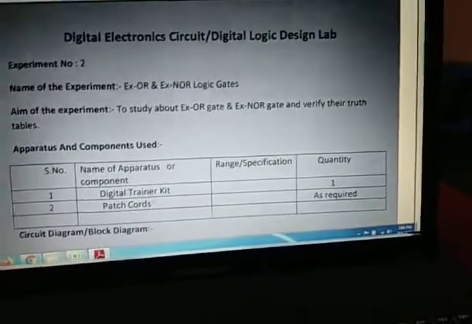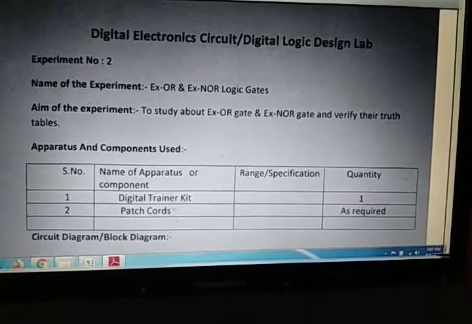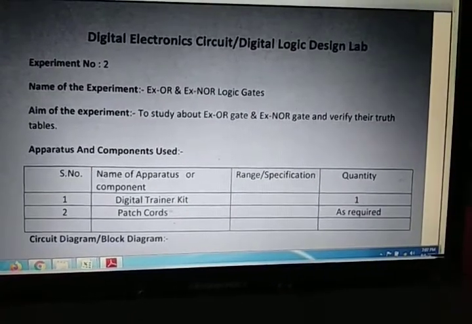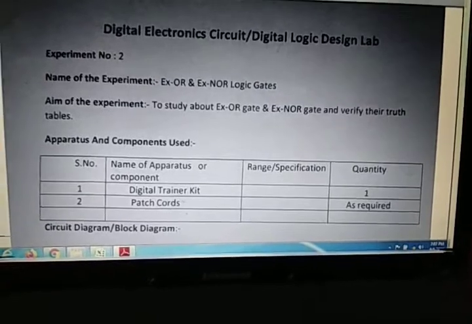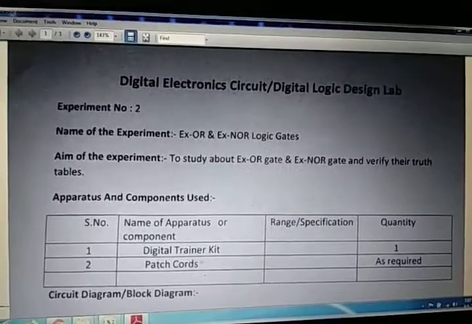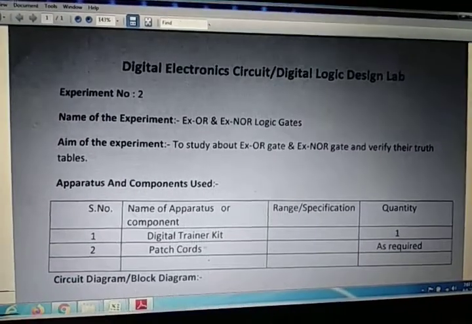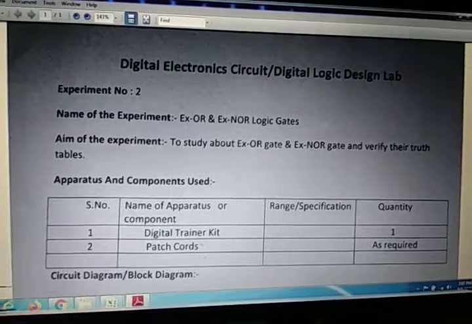Everyone, in this video I am going to give the introduction part of the experiment XNOR and XOR logic gate. So the name of this experiment is XNOR or XOR logic gate. The aim of this experiment is to study these two gates and verify their truth tables.